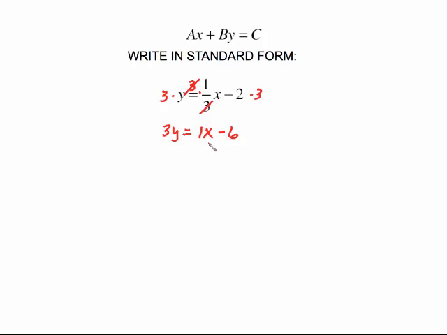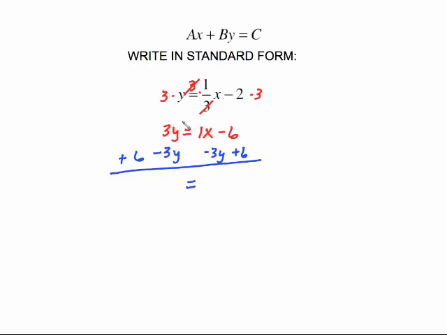And now I'm going to get my x's and y's together on the same side. I'm also going to do this a teeny bit more quickly. I'm going to do two things at once. I'm going to subtract 3y from both sides. And at the same time, because I know I want that 6 to go to the other side, I'm going to add 6 over here.